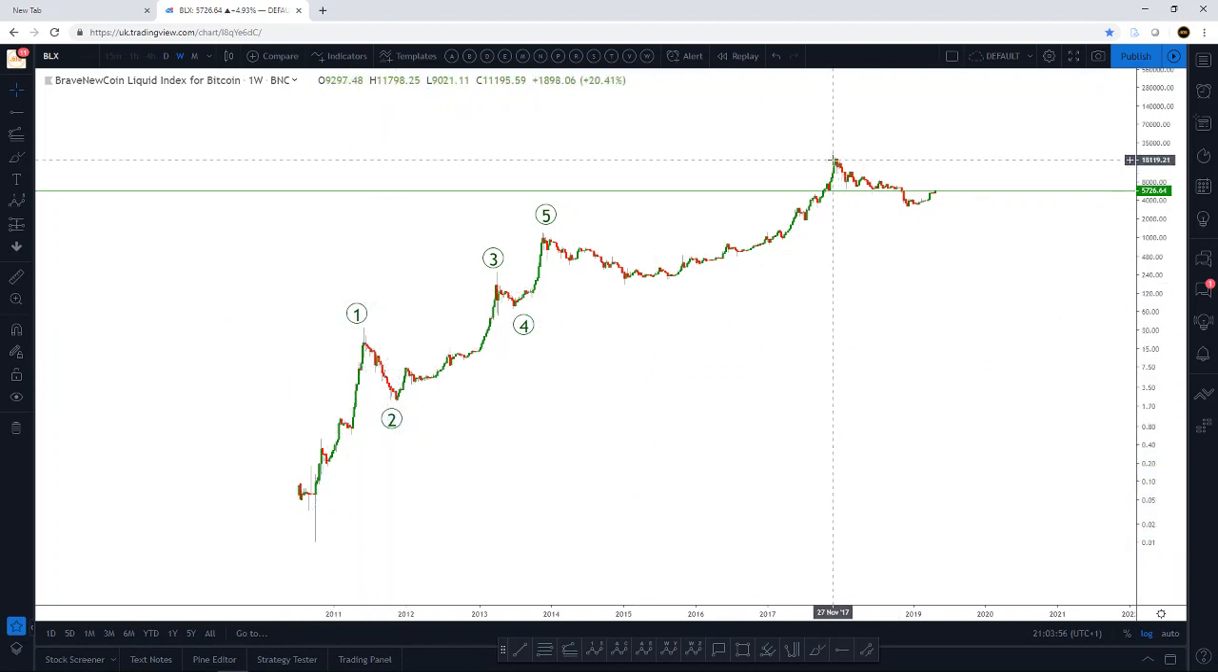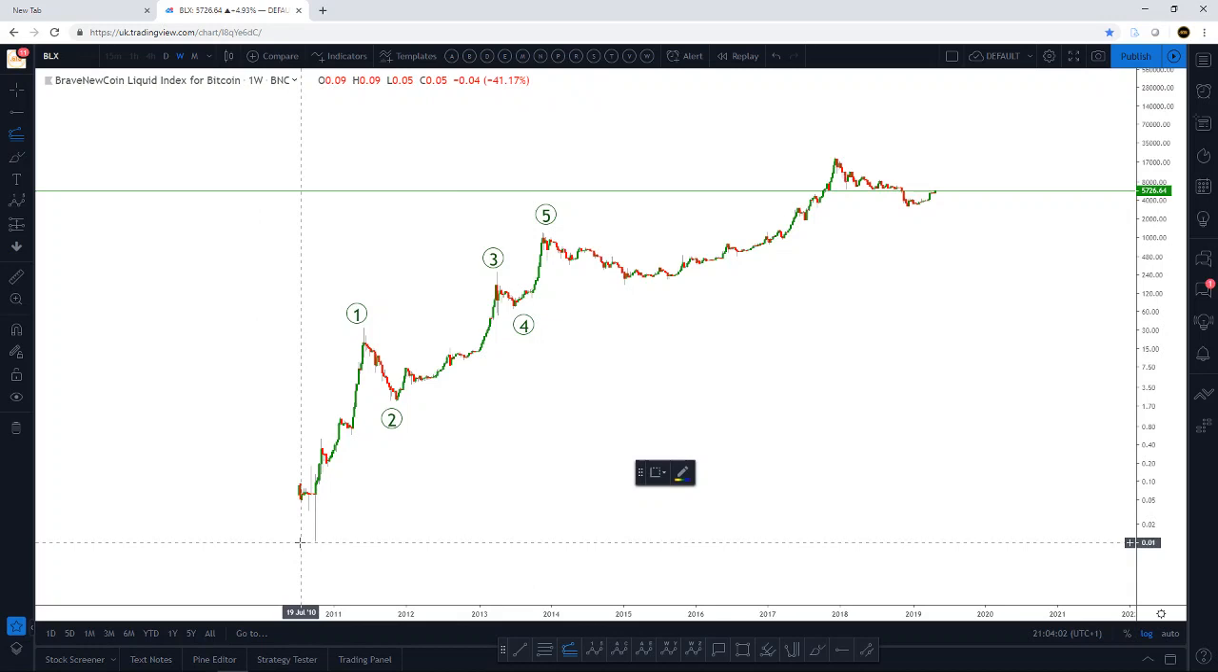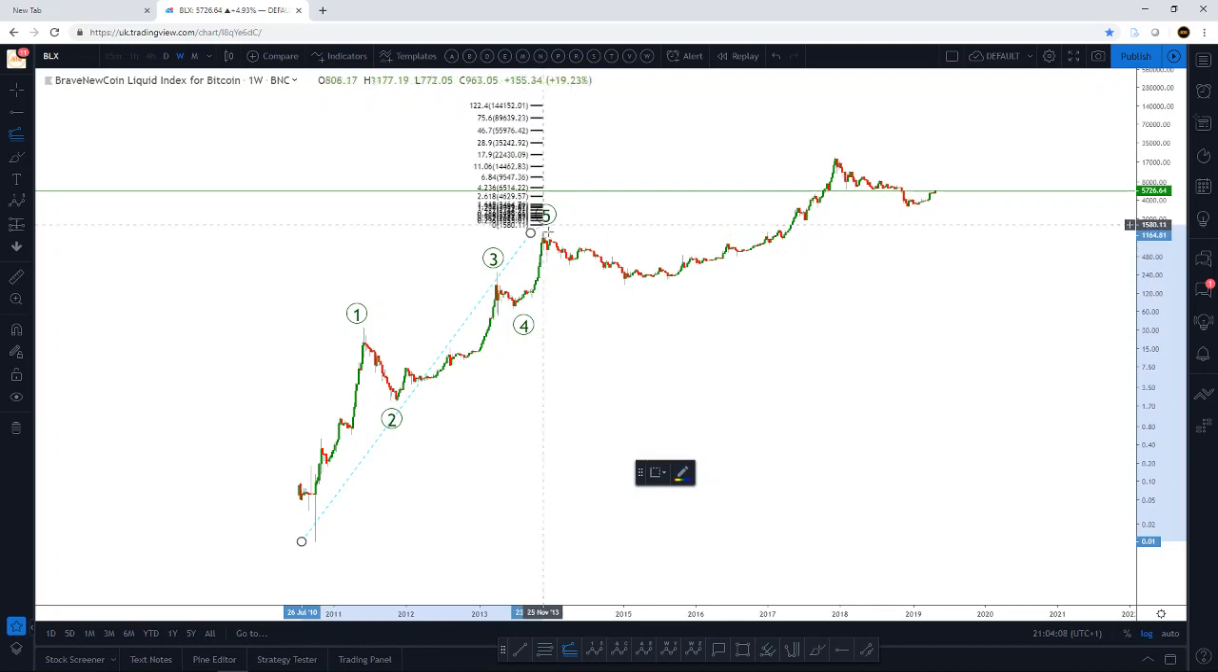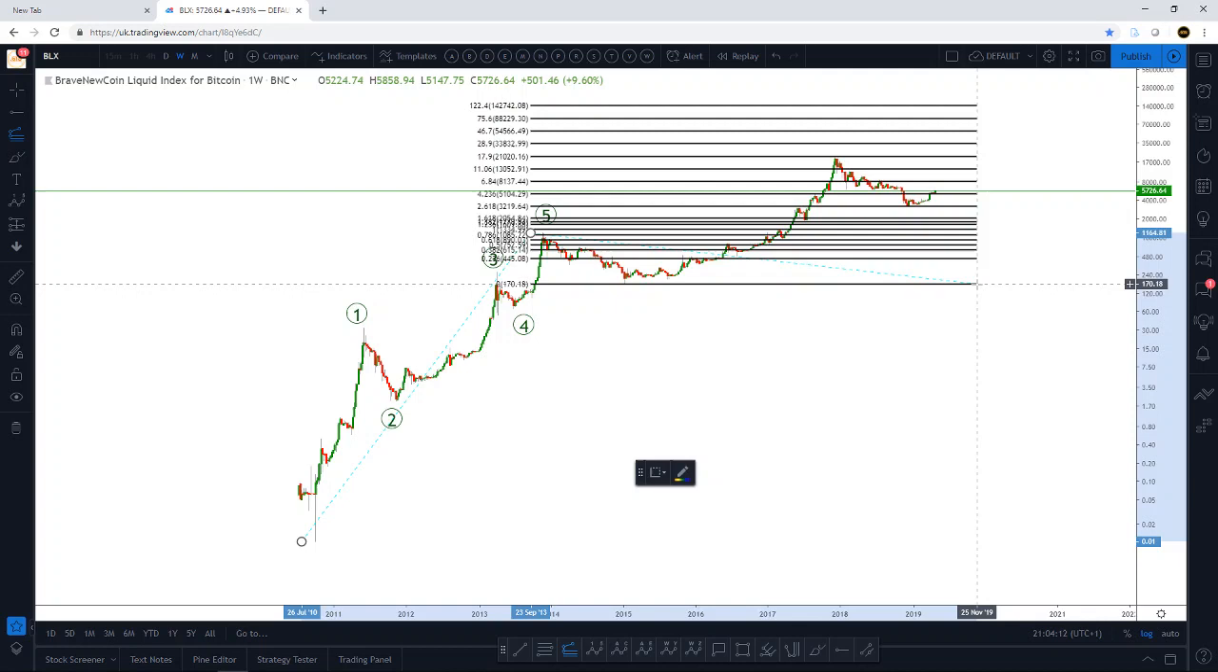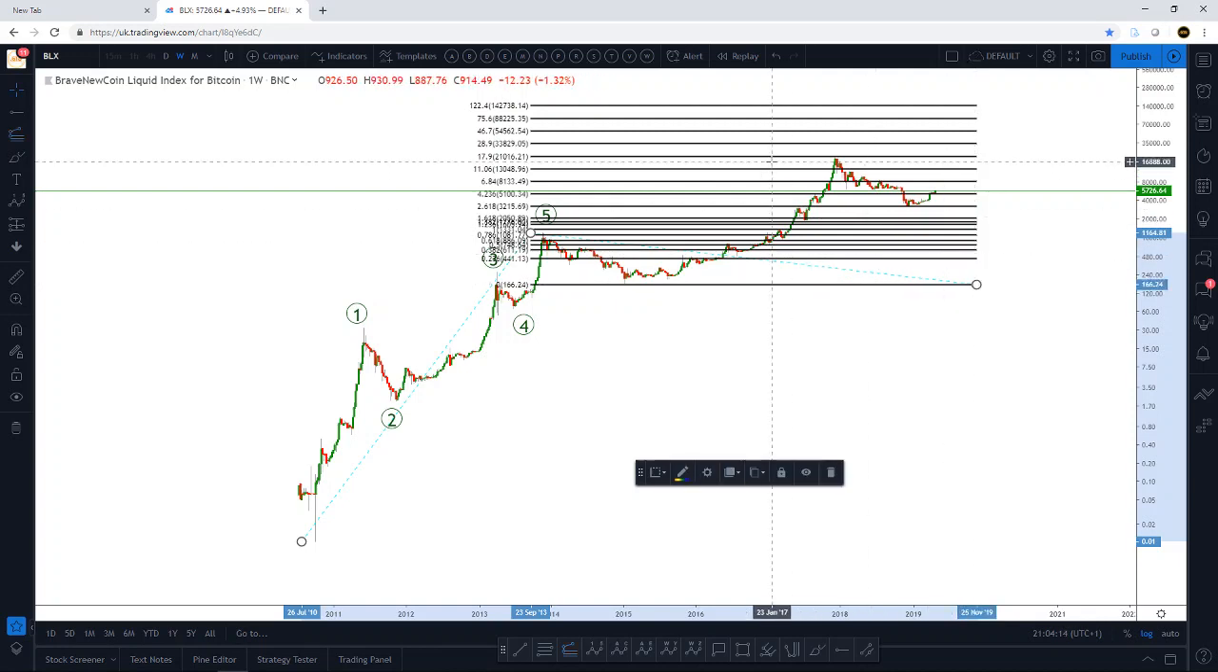Now, this move up to 20K, this was another Fibonacci relationship. So if this was our wave 1 up to here, wave 2, and then we have our wave 3. Where's it come up to? It's come up to the 17.9. Okay, you can see it hits it quite nicely. So again, hitting another Fibonacci relationship right there.